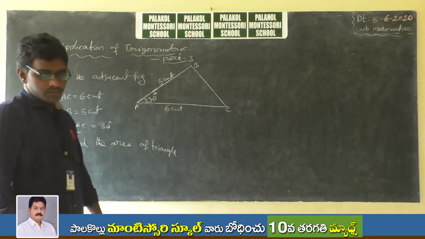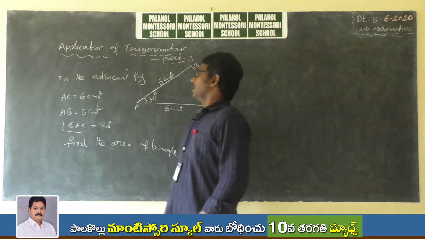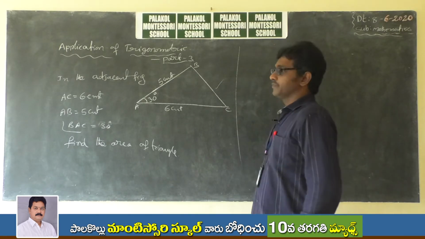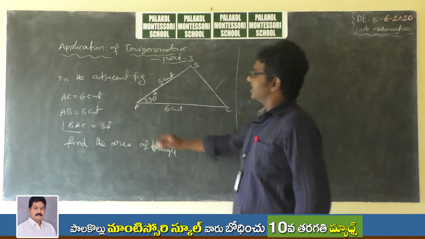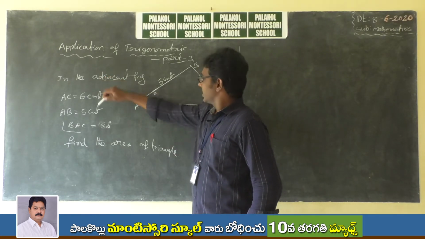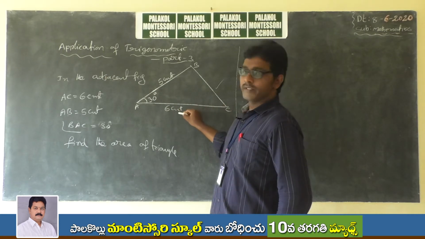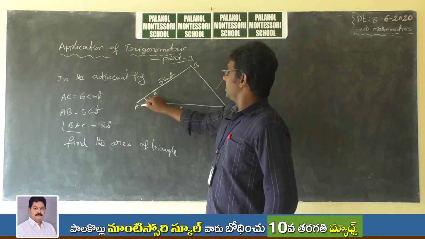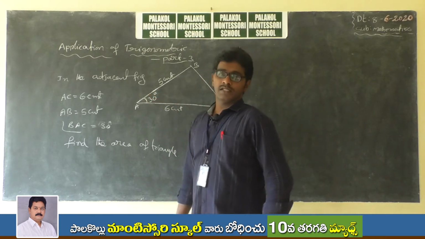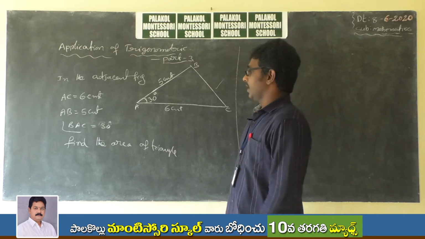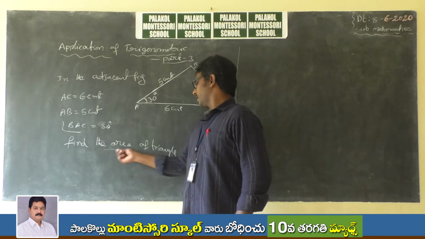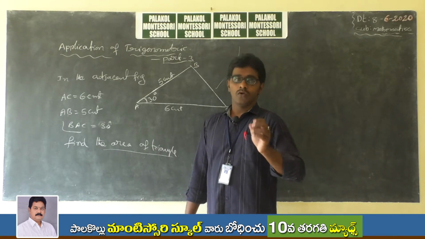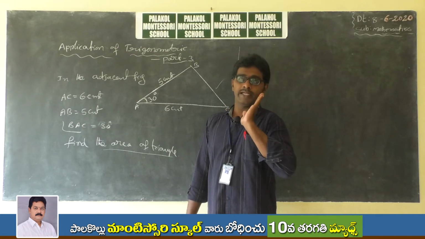Guys, this question is in our textbook. In the adjacent figure, that means one figure is given with its values: AC is equal to 6 centimeters, AB is equal to 5 centimeters, and angle BAC is 30 degrees, an acute angle. You find the area of the triangle. What is the general formula for the area of a triangle? Half into base into height.